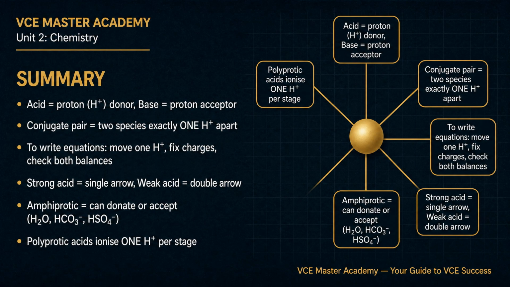To write any equation, move one proton, drop the giver's charge by 1, raise the taker's by 1, then check atoms and charge both balance. Strong acids get the single arrow. Weak ones hold the ball loosely, so they get the double arrow. Amphiprotic substances play both roles: water, hydrogen carbonate, hydrogen sulfate. And polyprotic acids go down the staircase, one proton per stage, never two at once.